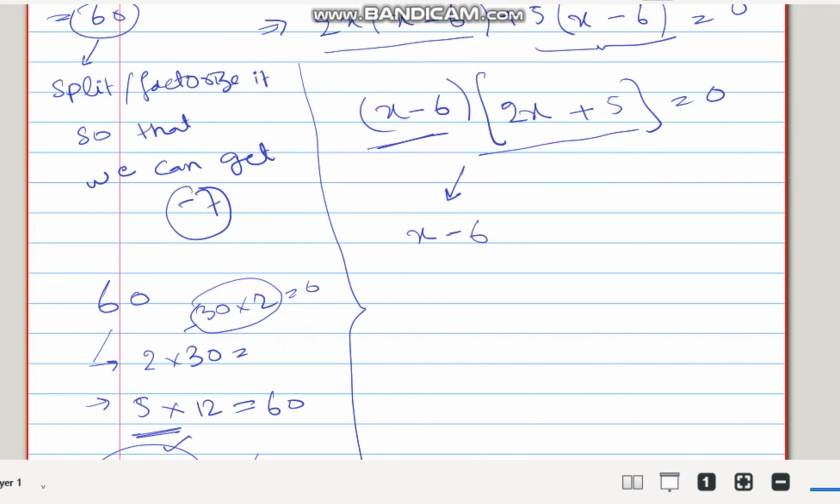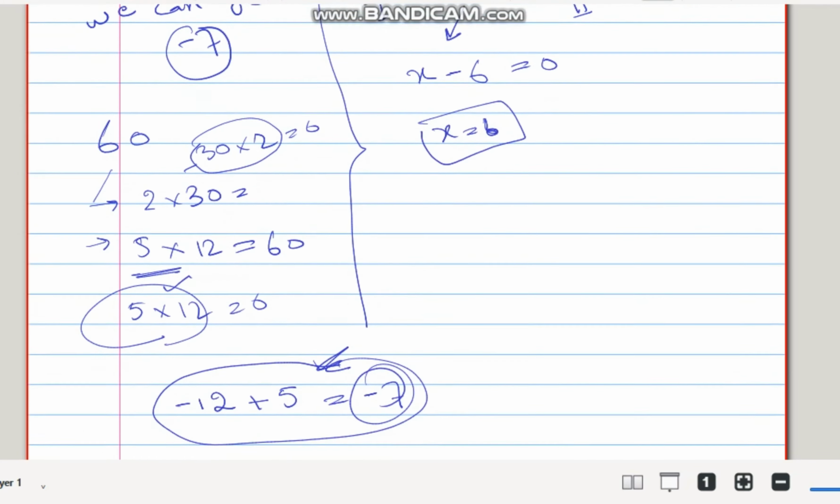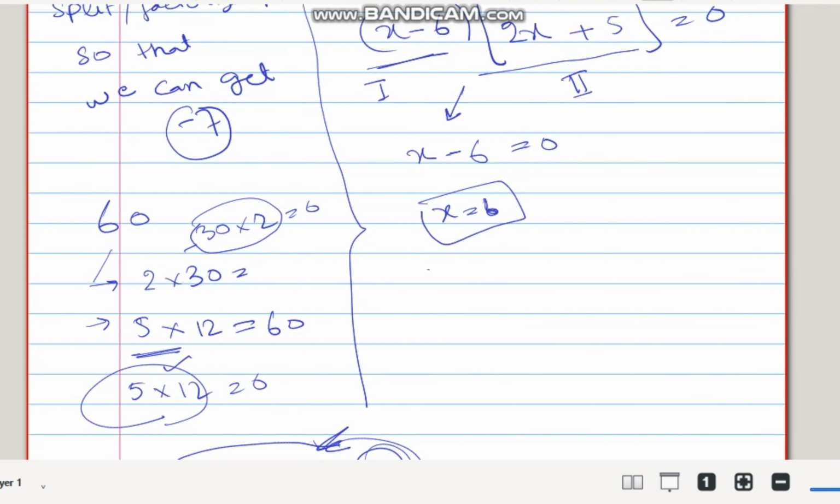First of all, make the factor this, like let's say this is factor 1, this is factor 2. I am making factor 1 equal to 0, and it will give us x is equal to 6. Okay, and by making the second factor equal to 0, it will give us 2x is equal to minus 5, and x is equal to minus 5 by 2. This is the other solution.